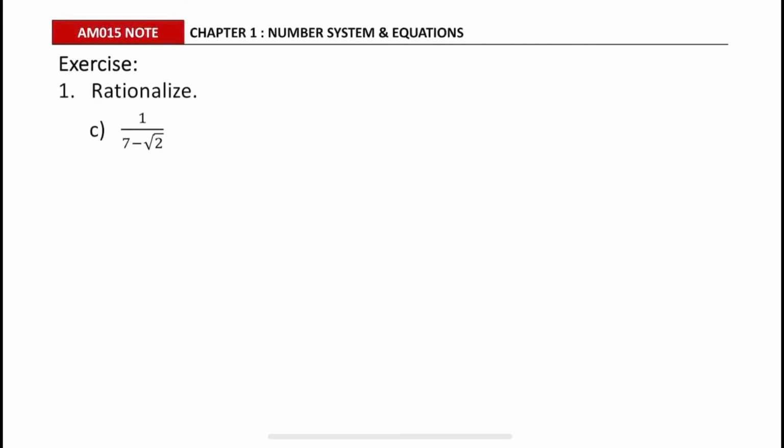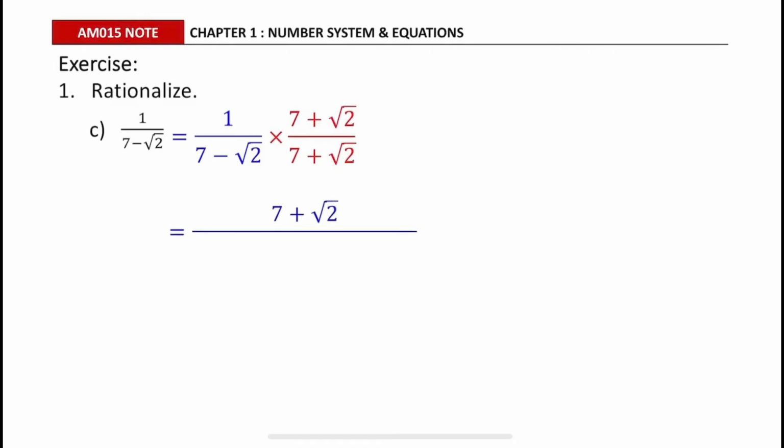For this question, the conjugate of the denominator is 7 plus square root of 2. So, multiply both numerator and denominator by the conjugate. For the denominator, it is better if we expand it one by one. So, please look carefully at how to expand this.